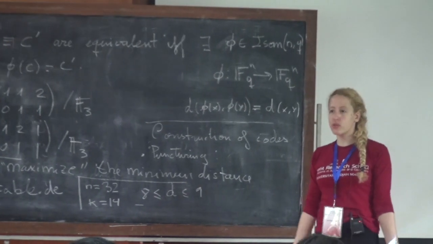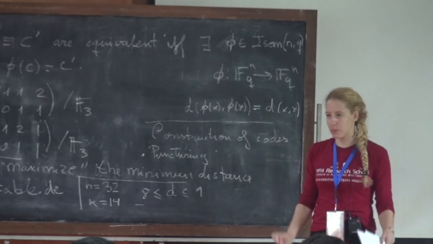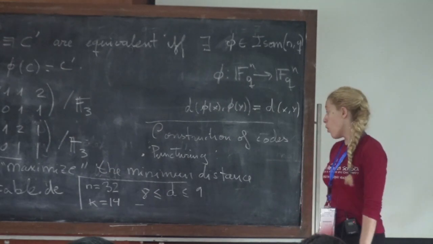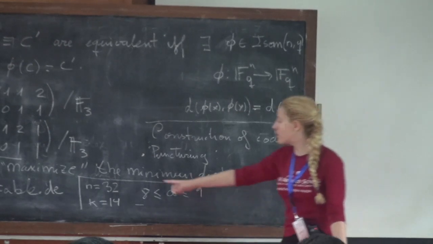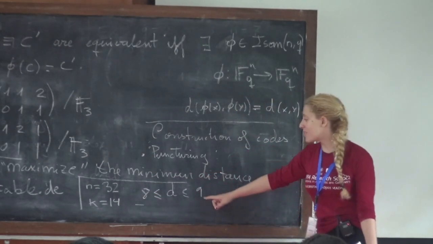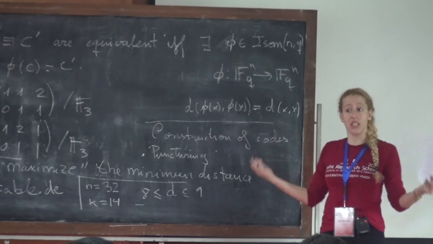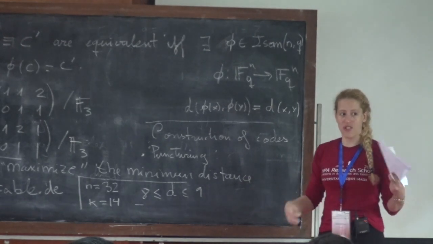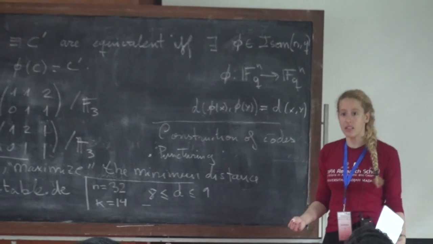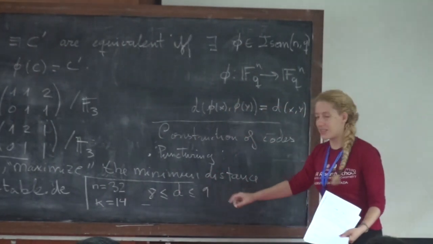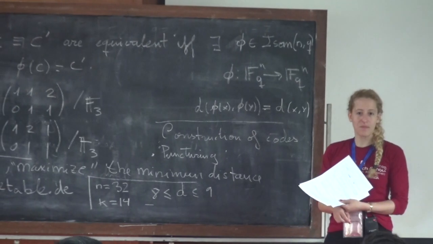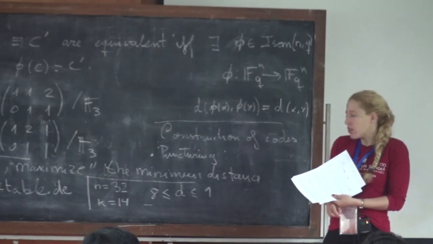So what would you have to do if you want to solve this open problem? Either you prove with some theoretical argument that there is no code with these parameters and minimum distance equal to 9, or the other way around: you prove that there exists a code with those parameters and minimum distance 9, and then you have to construct it.